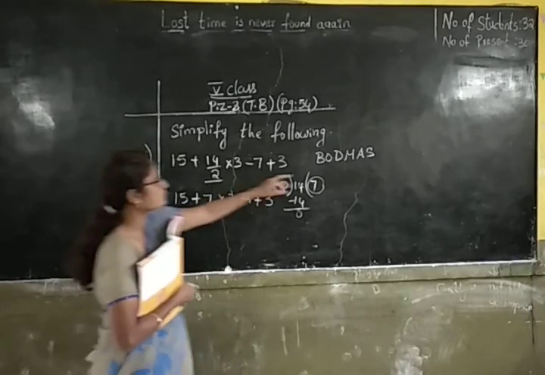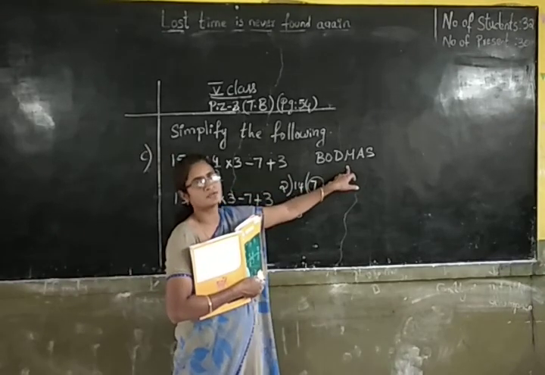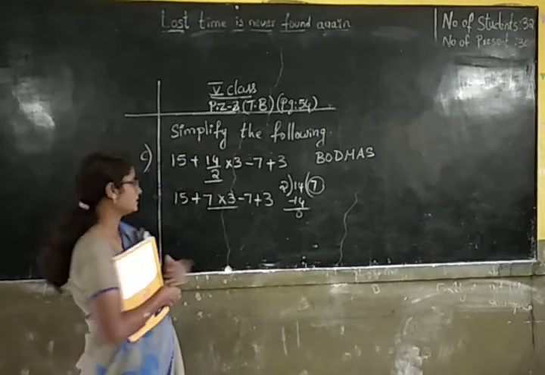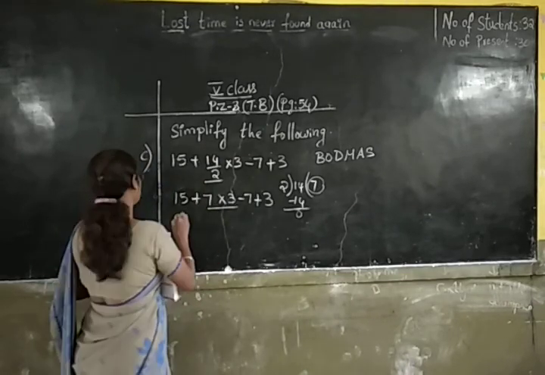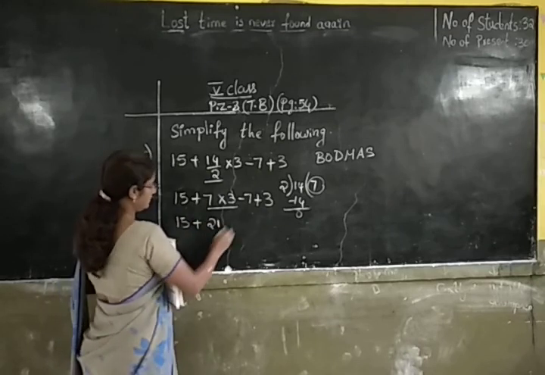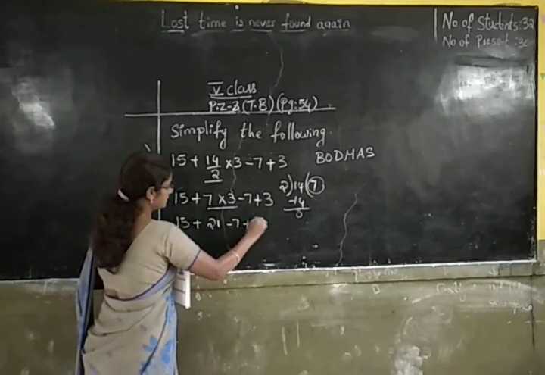So after division, what is the next thing you have to do? You have to do the multiplication. So I am underlining the terms with multiplication. 7 into 3. So 15 plus 7 3s are 21, minus 7 plus 3.